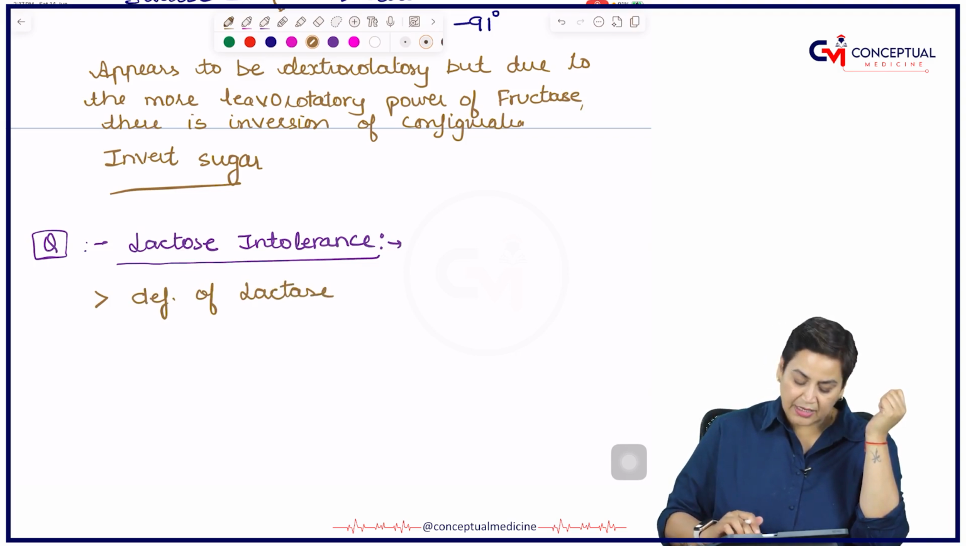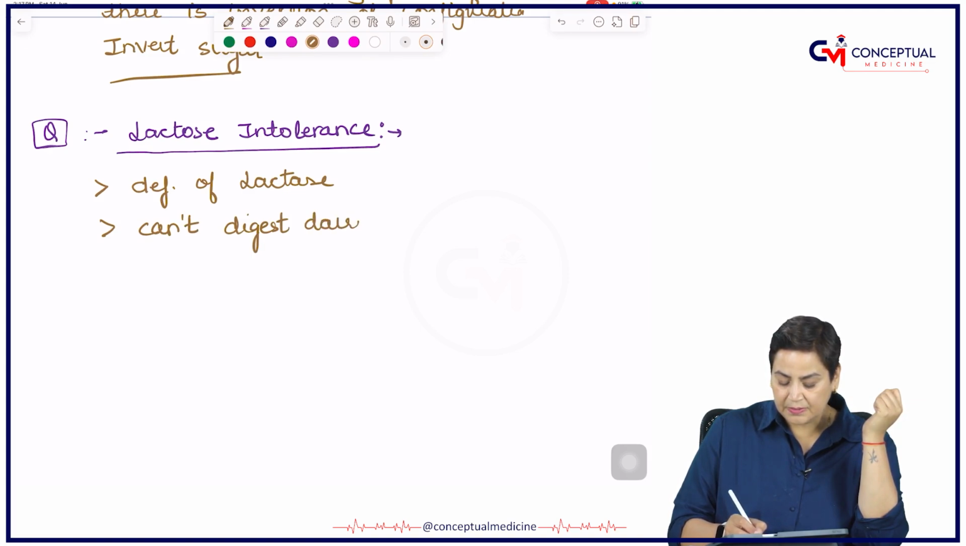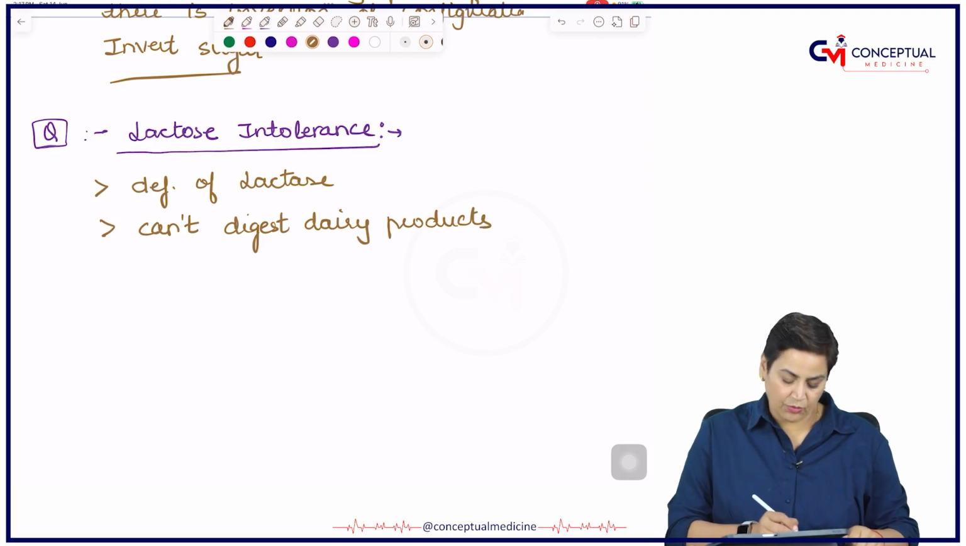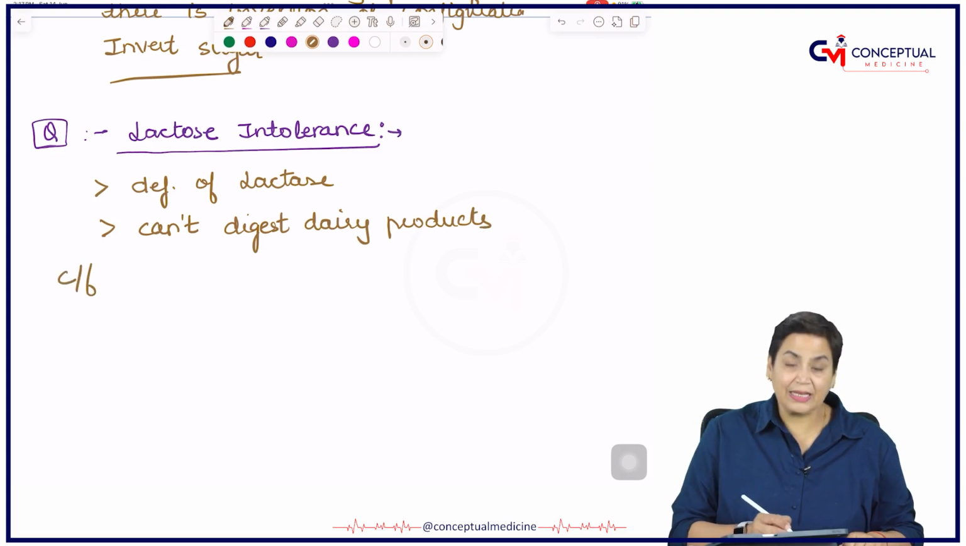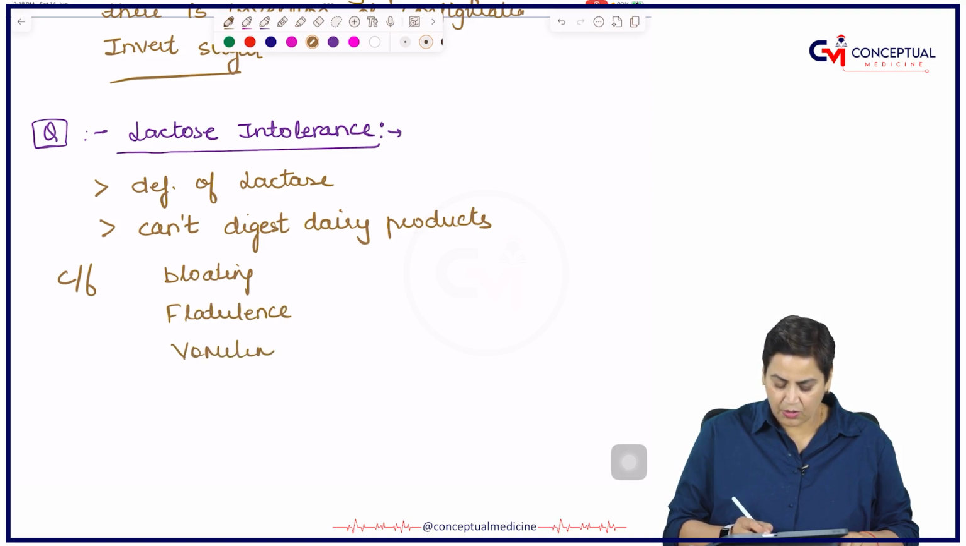Right? And what is it simply? I can say that they cannot digest dairy products. Right. And what are the clinical features? The most important clinical feature is bloating in the stomach, which will lead to flatulence in the stomach, and which might lead to vomiting or might result in diarrhea.